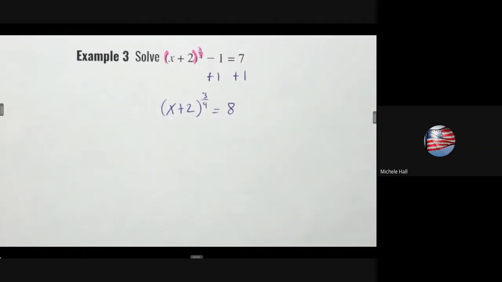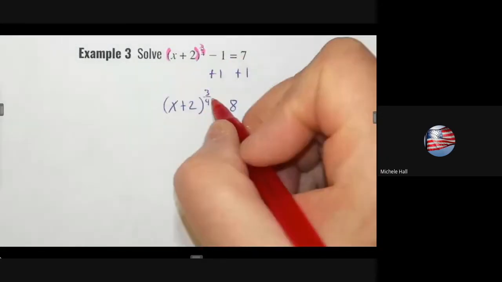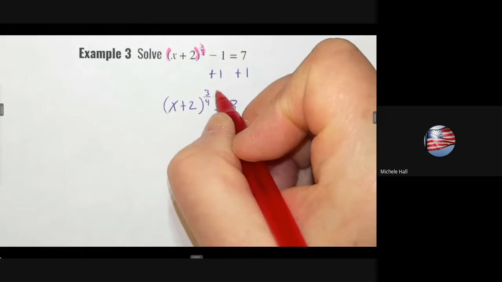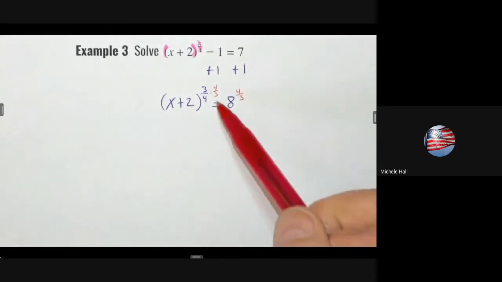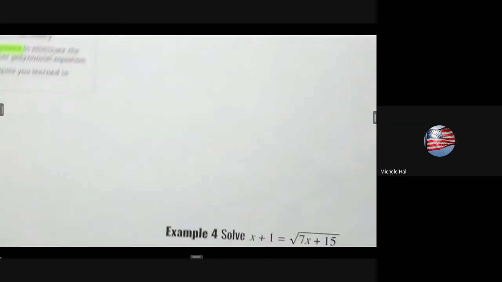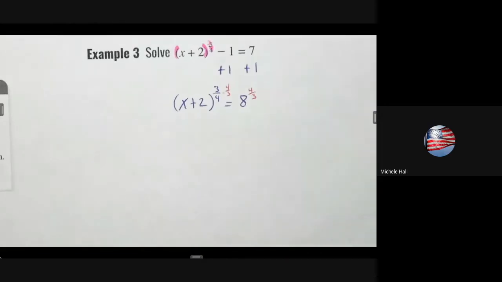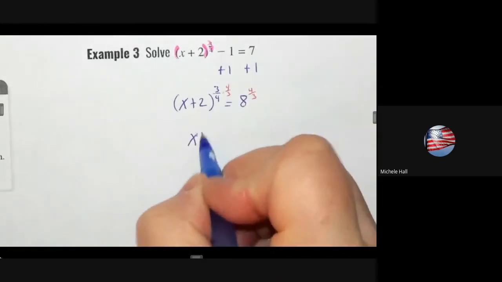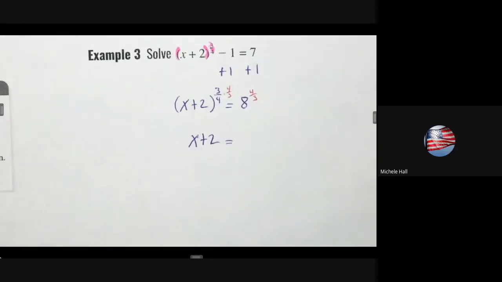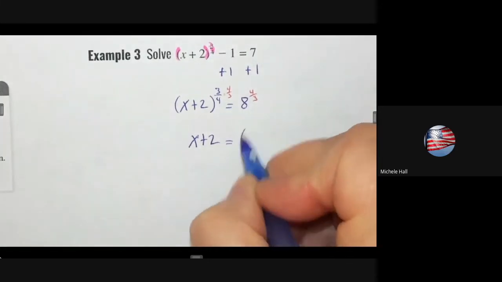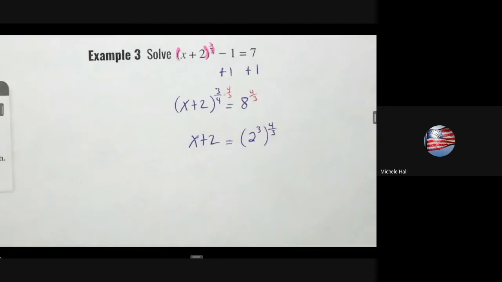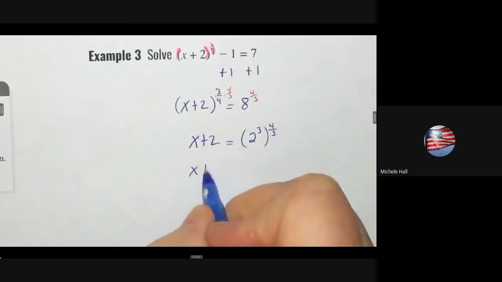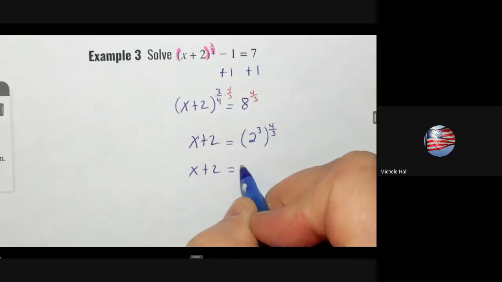And I am ready to undo the exponent of 3/4. If I raise this to the 4/3, and I raise this to the 4/3, we're going to get those to cancel, and we're left with x plus 2 equals 8 to the 4/3. Or play that game of exponents and say 2 cubed raised to the 4/3. Our 3's will cancel. We have x plus 2 equals 2 to the 4th.